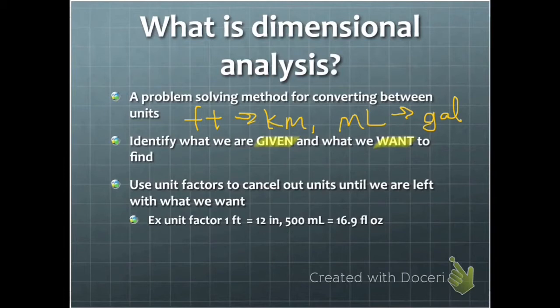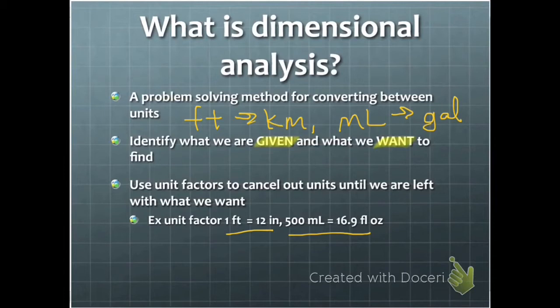The other thing we're going to need are what we call unit factors. These are factors where both sides are equal but in different units. So things like the fact that 1 foot equals 12 inches. They both represent the same distance, but they're in different units, so I can use them to convert. Another example you might not be as familiar with is 500 milliliters equals 16.9 fluid ounces. You may recognize that because it's on the side of a whole bunch of half-liter bottles.